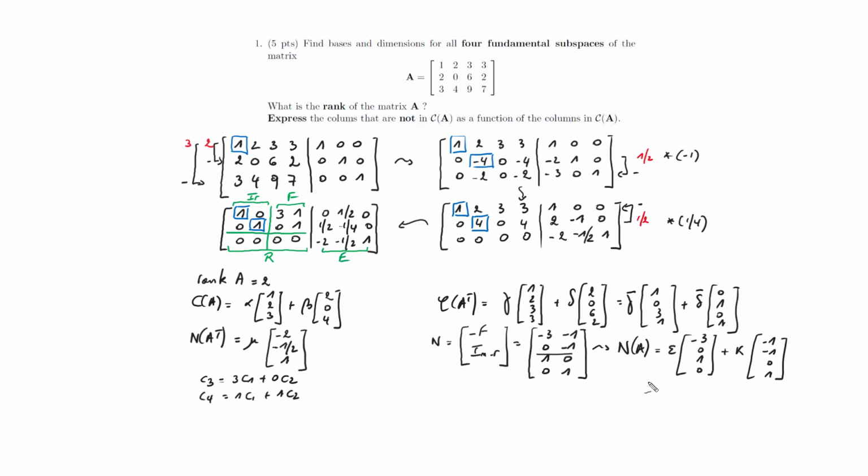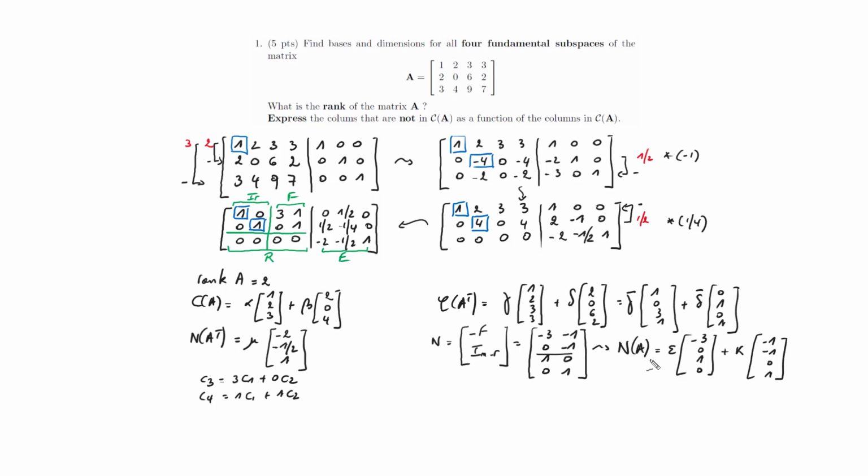We are working with subspaces of Rn. n is equal to 4, and we know that the sum of the dimension of the row space and of the null space should be 4. So here it's a subspace of dimension 2, here a subspace of dimension 2. 2 plus 2 is 4, so this is indeed correct.